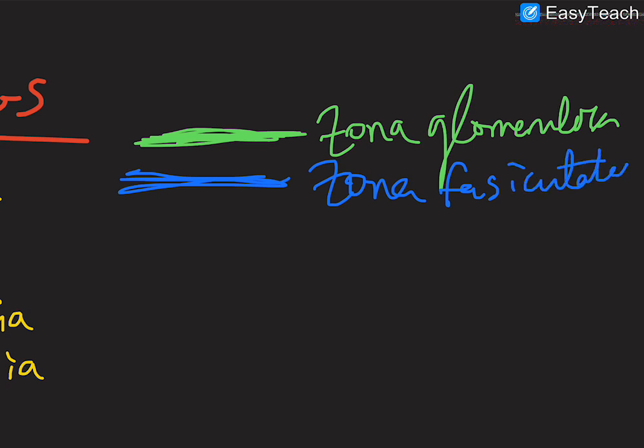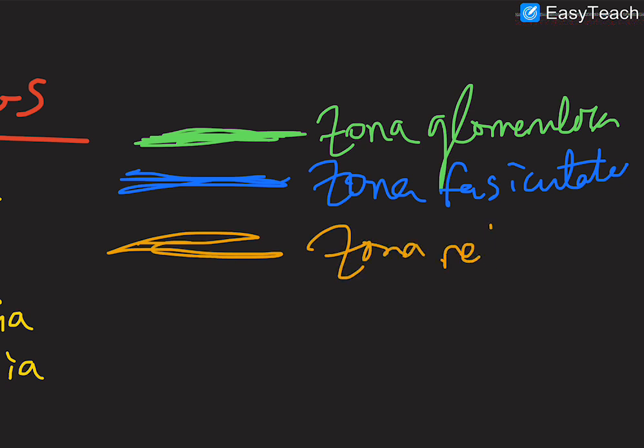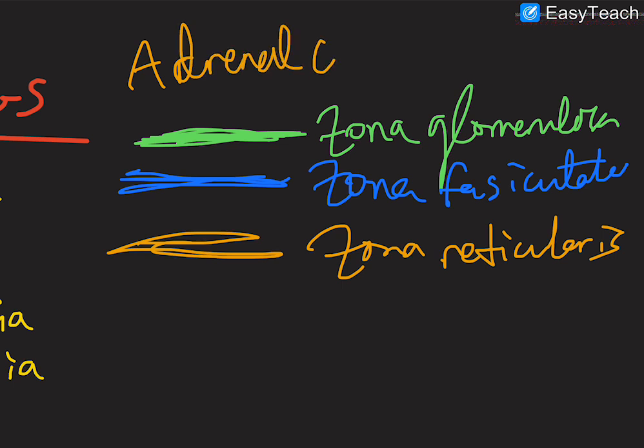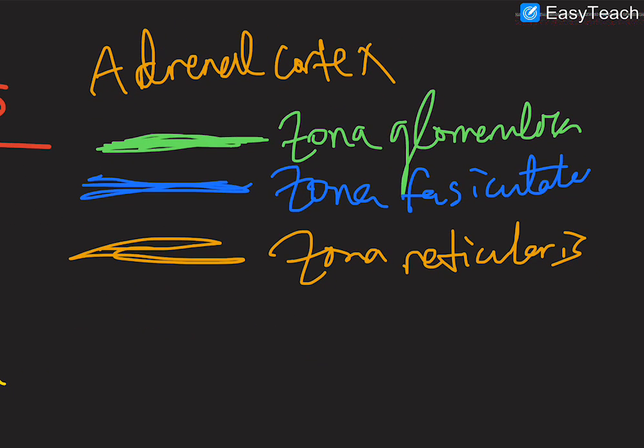Okay. And remember the third layer is what? The zona reticularis. So remember, this makes up your adrenal cortex, right? And your adrenal glands is adrenal cortex plus adrenal medulla. And we know the adrenal medulla releases epinephrine through the chromaffin cells, right? But we'll talk about that later in another video. This is what we need to talk about, these three layers, in order to understand adrenal gland insufficiency.